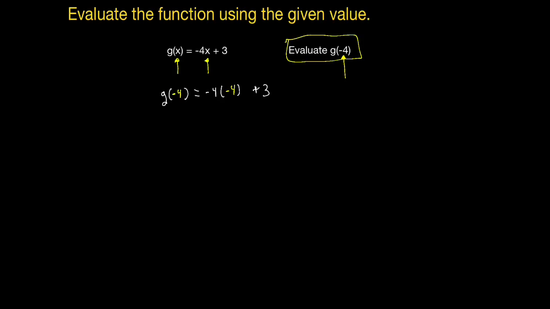And now all I have to do is evaluate the right hand side of my equation. So again, I'm going to start from left to right. So here I have negative 4 times negative 4, and negative times a negative is a positive, so I'm going to get positive 16 plus 3, and then 16 plus 3 is the same thing as 19, so g of negative 4 is equal to 19.